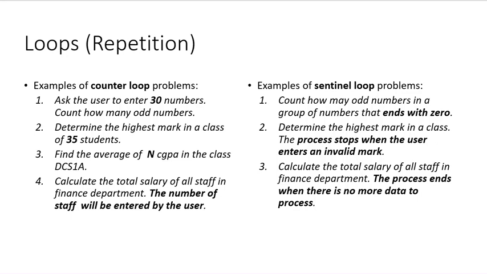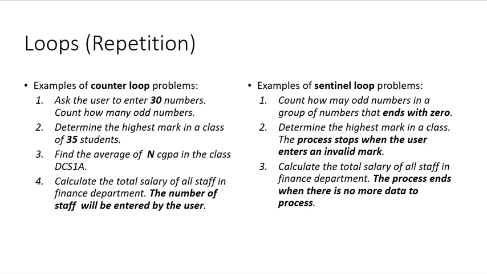Okay, yang sentinel loop ni, kita tak spesifikkan. Kita tak beritahu user berapa banyak nombor yang dia boleh masukkan. So, dia boleh masukkan seberapa banyak nombor pun yang dia nak dan kita cuma akan kira berapa banyak nombor ganjil. Okay. So, macam mana kita nak tahu user tu dah selesai masukkan semua nombor? Kita letak satu condition, bila user tu masukkan 0, tu maknanya dia dah habis masukkan semua nombor dan kita akan kira berapa banyak odd number.